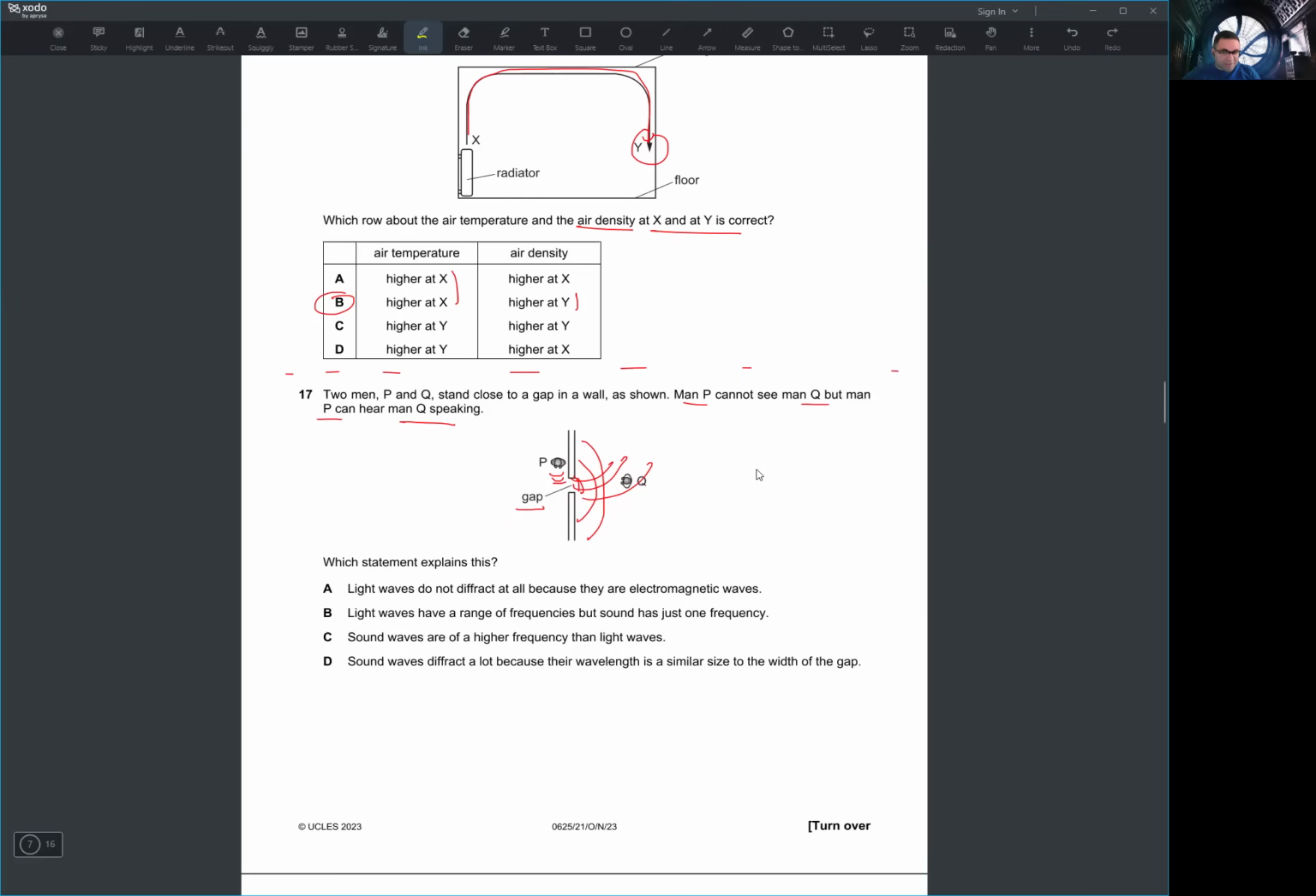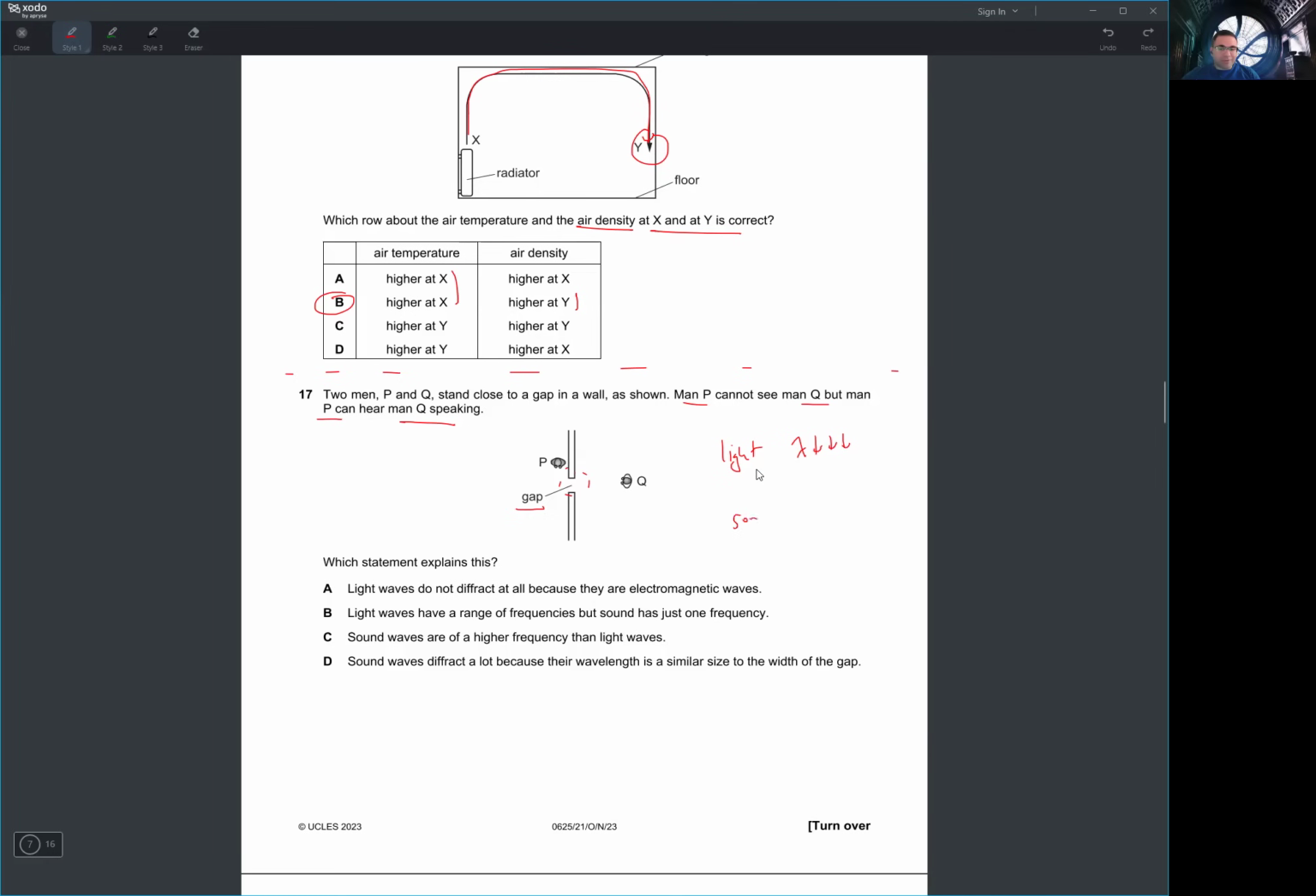But can the light spread? No, it doesn't. Why? Not because light doesn't spread. It's because light, in general, has very small wavelengths. For a gap like this, which is huge, will the light spread a lot? Not at all.